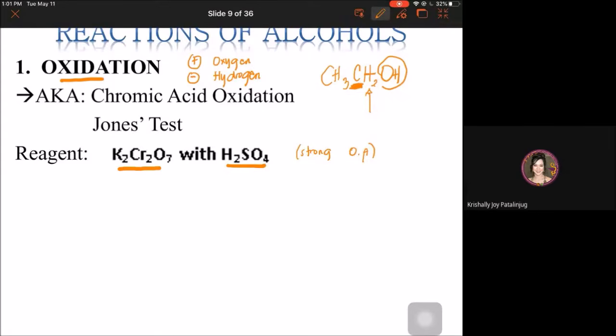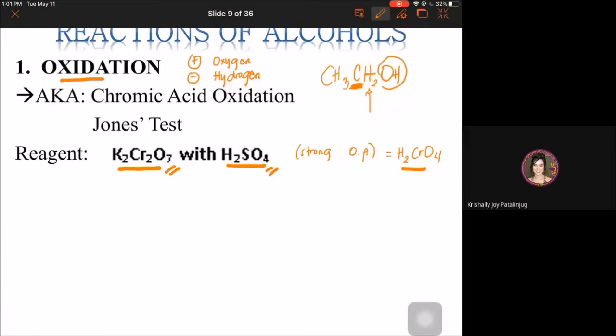Chromic acid, that is H2CrO4. How do we produce chromic acid? Simply combine potassium dichromate with sulfuric acid. So that is the reagent. Kung makita na nimo na ay alcohol, then kana dayon nga reagent, ipa-identify nimo ang type of reaction, chromic acid oxidation, or simply write oxidation.